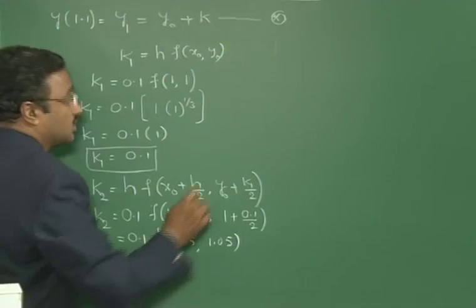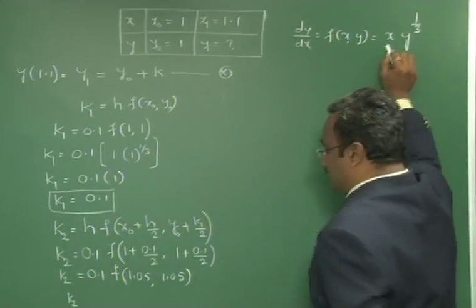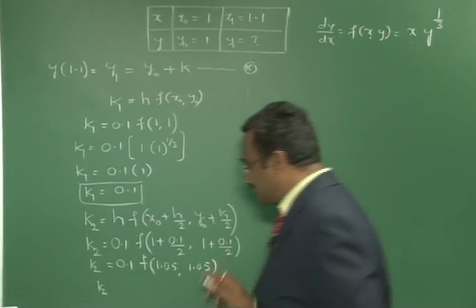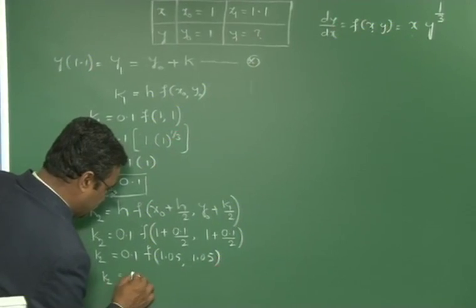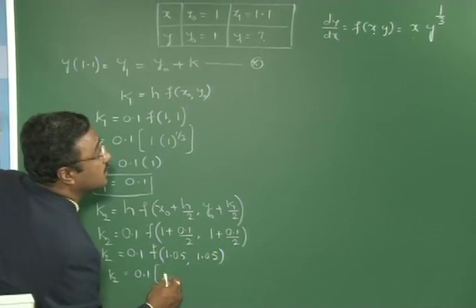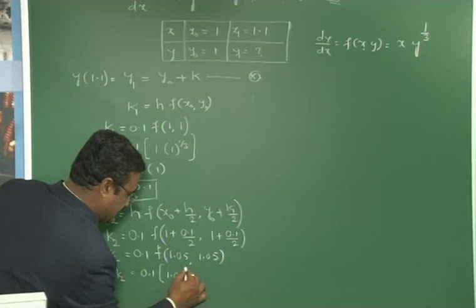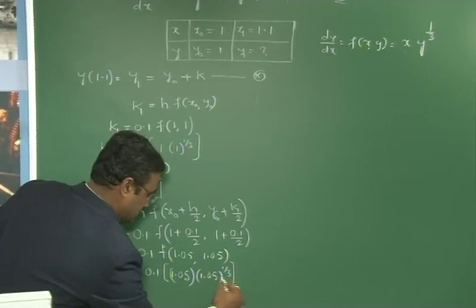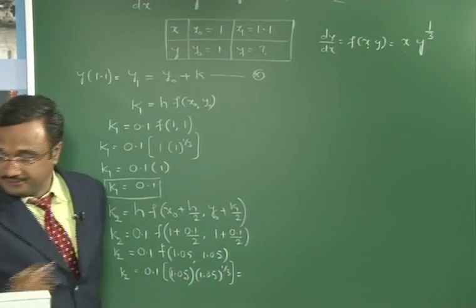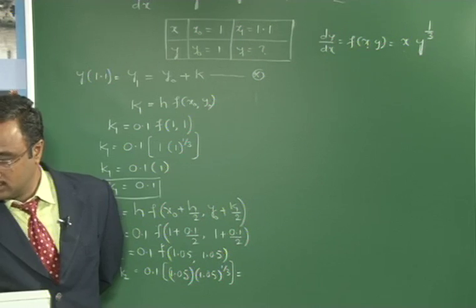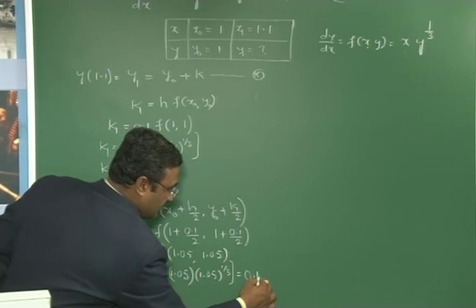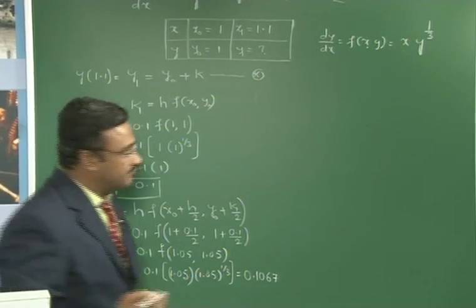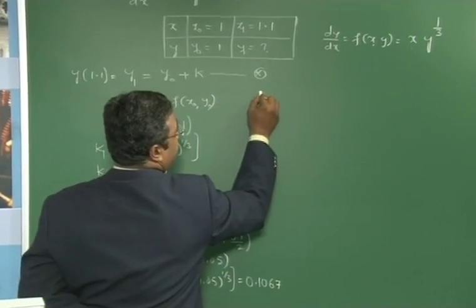Now substitute this in the given function. In place of x you put 1.05, and in place of y again 1.05. After simplification, we have 1.05 into 1.05 all to the power of 1 by 3, which simplifies to 0.1067. So this is the value of k2. Then further we are going to find the value of k3.